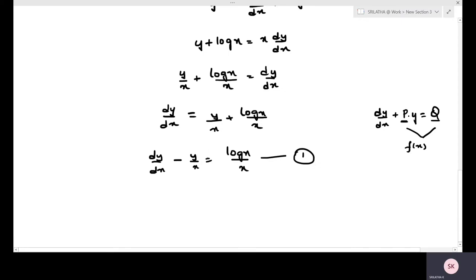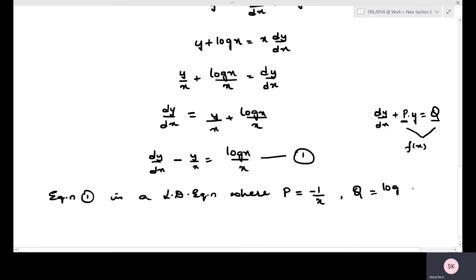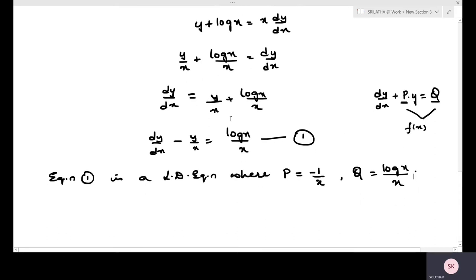Okay, so when I compare this with the linear differential equation here, so equation number one is a linear differential equation where, now you tell me what is your p going to be? It is the coefficient of y. So what is the coefficient of y? Don't forget to take the minus sign, whichever is there. So minus 1 by x, and q is equal to log x by x.